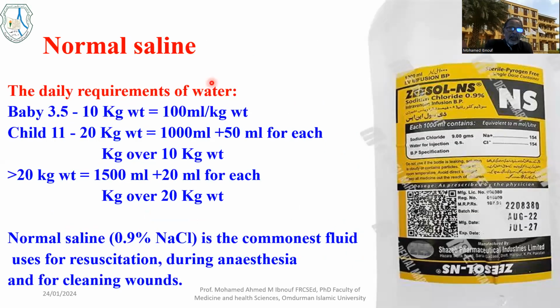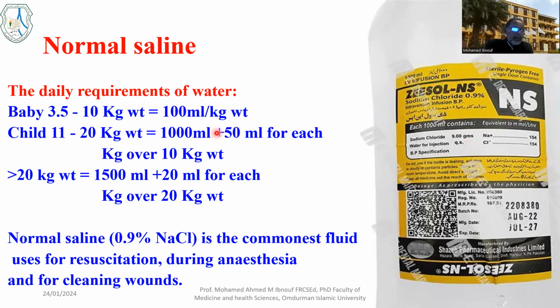This is a bottle of normal saline. Here it is written it contains 154 millimole of sodium and 154 millimole of chloride. The total content is sodium chloride 9 grams in 1 liter. That means normal saline is 0.9% saline.